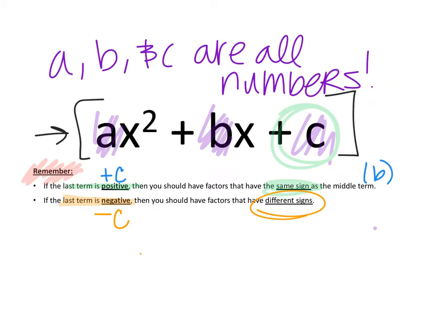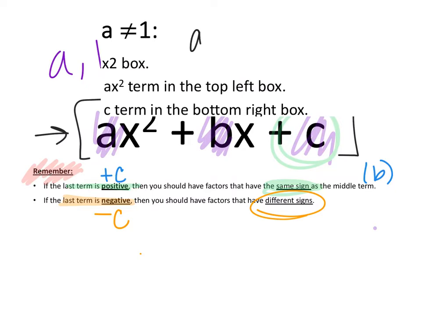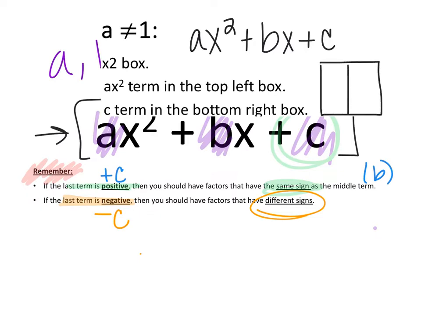Now we're going to look at how to factor when the first number of our trinomial isn't the number 1. The first thing to remember is that we have ax squared plus bx plus c. The first thing we're going to do is draw our 2x2 box. That's always going to be step 1.